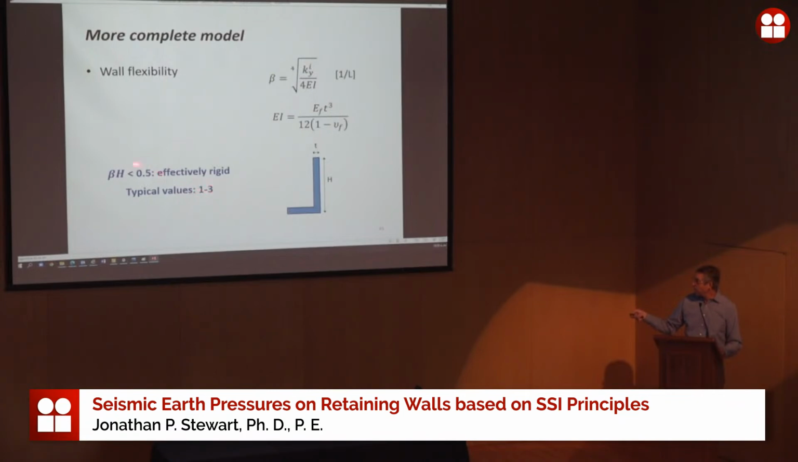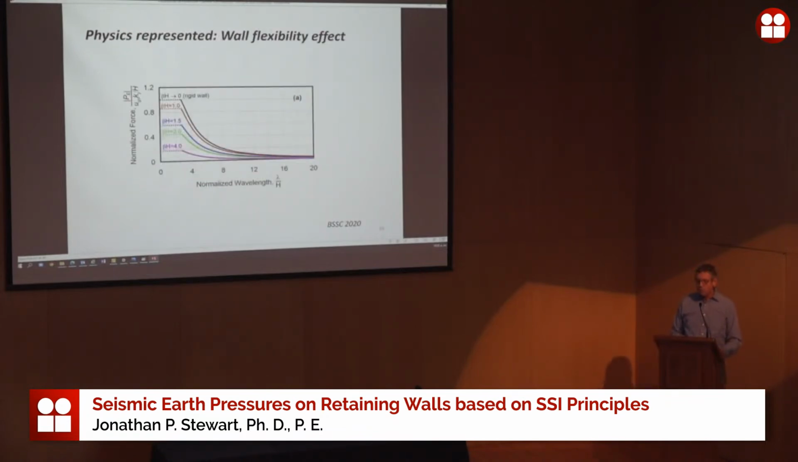So as the number increases beyond 0.5, larger numbers here are indicating greater flexibility. The way to think of it is if you make this smaller, the wall becomes more flexible, beta goes up, and therefore beta times H goes up.